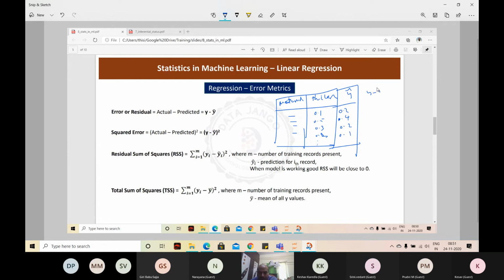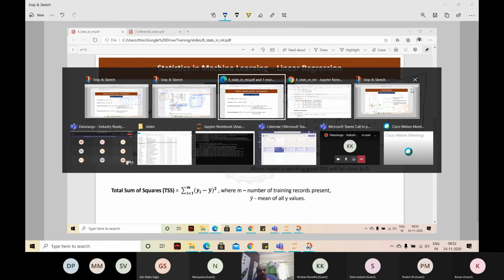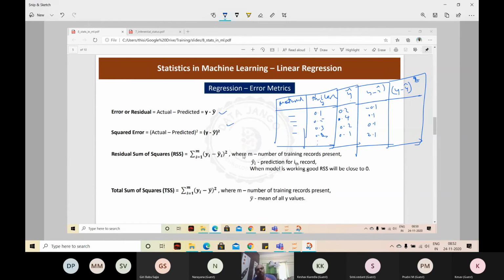0.2, 0.1, like that. Now, y minus y cap is going to be, what is this? Residual or error. This is y minus y cap, 0.1, 0.1, 0.1, 0.1, like that. Now, you square this, right? Squared error. I am actually trying to explain why R square score and adjusted R square score came in. When you have this squared error and residual sum of error and these metrics, right? Why did we need to go for R square error? I'm actually trying to explain that.